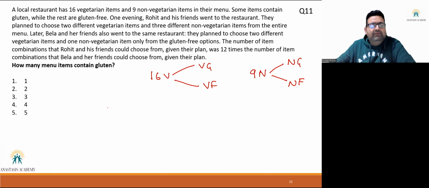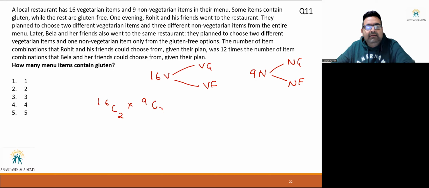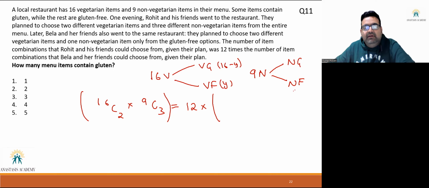So for Rohit, it's very easy because he's selecting from the whole menu. So for Rohit, 16C2 into 9C3. This is given to us as 12 times. So this was Rohit's combination. Let's talk about Bela's combination. So for Bela, she'll be choosing from gluten-free. So let's call this Y. This obviously will become 16 minus Y. Let's call this X, and this will become 9 minus X. So Bela chooses how many vegetarian? 2. So YC2 and only one non-vegetarian, XC1.